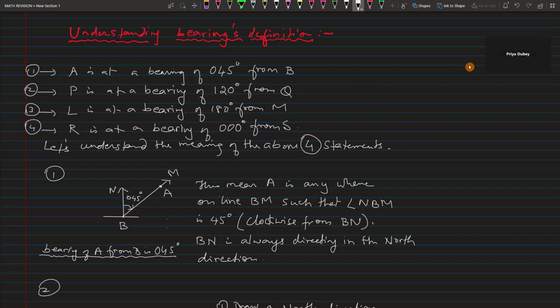So that letter A you will find anywhere on this line BM. जो BM line है उस पे कहीं भी हो सकता है. Now this depends upon second information.